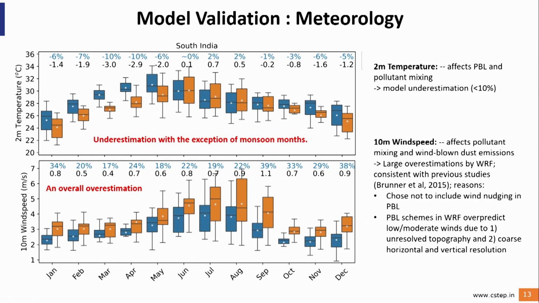The top figure is the 2-meter temperature. The blue color is your observations, and the orange is your METAR data. METAR is basically meteorological data from airports, all the airports. You can see that in 2-meter temperature, we are overall getting an underestimation with the exception of the monsoon months. These are the numbers: the black color shows the mean bias, and these are the normalized mean bias in each season. There is an overall model overestimation of about 10%.